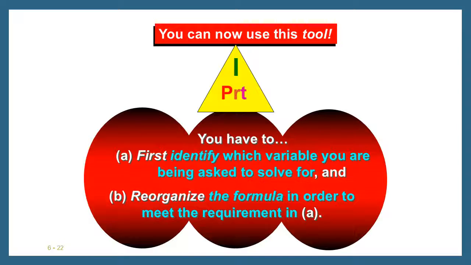So remember, when you've got your little triangle like this, firstly, identify the variable you're being asked for and reorganize the formula. The easiest way to do part A there is write out your I, P, R, T and start writing in numbers. One of them is going to have a question mark next to it, and you know that's the one you've got to find. So you can do part B here to rearrange the formula.